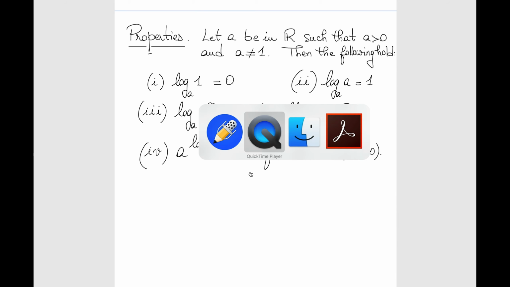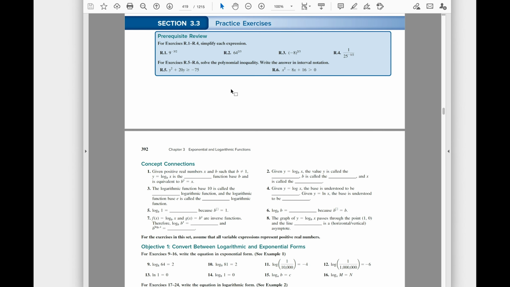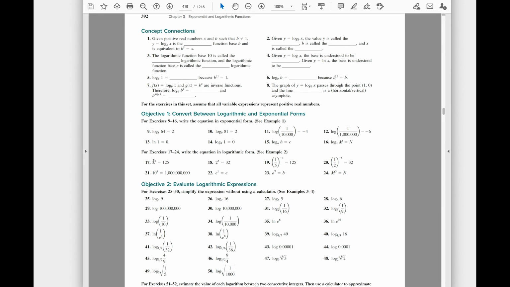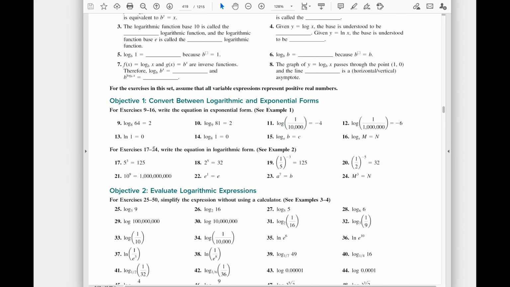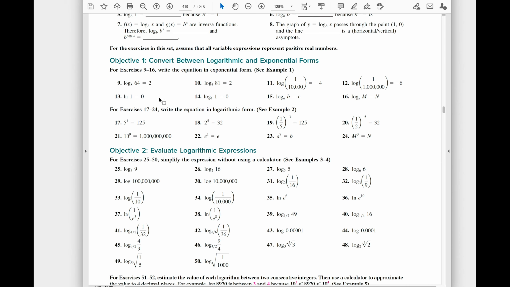Okay, let's go to the book. This is section 3.3, let's start on page 392. Let's start, let's say, by number 10. Okay, so what's the question here? The question is, write the equation in exponential form. Okay, so I want you to read these two questions for problems 9 through 16 and for problems 17 through 24. This question is, write the equation in exponential form, and this one is, write the equation in logarithmic form.